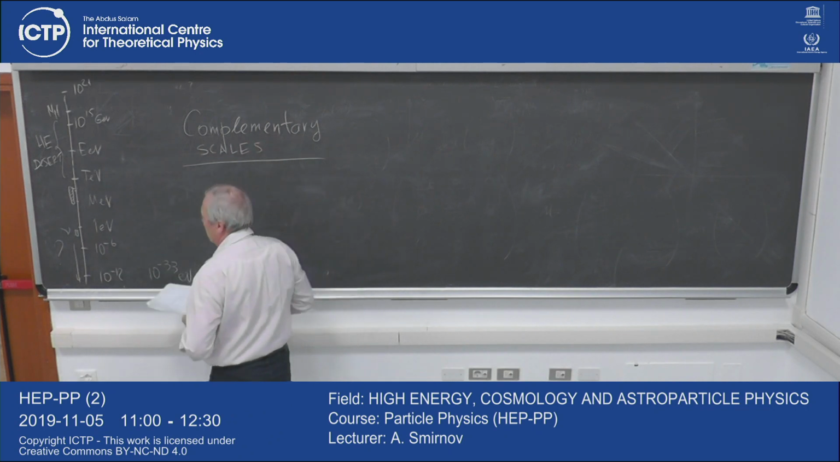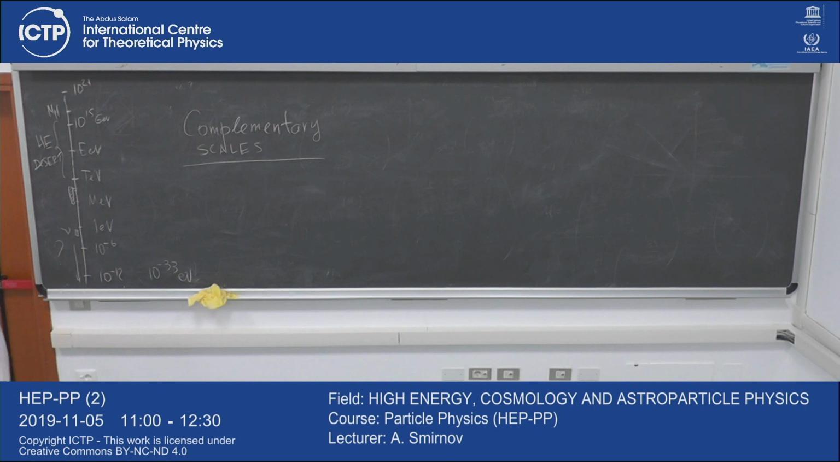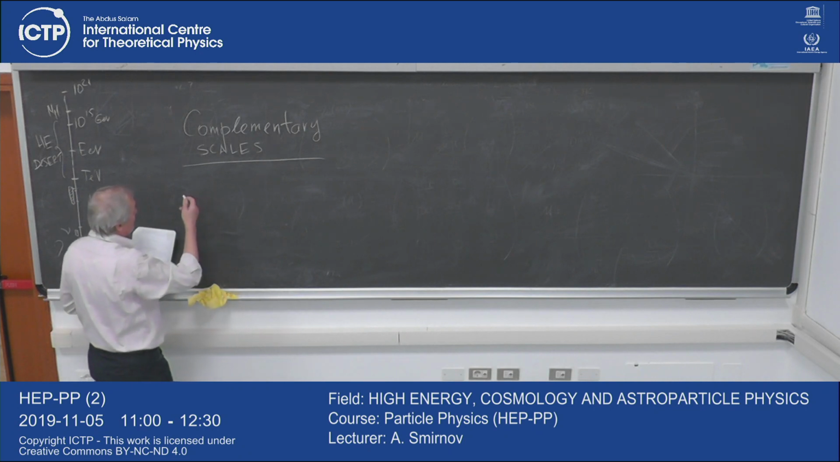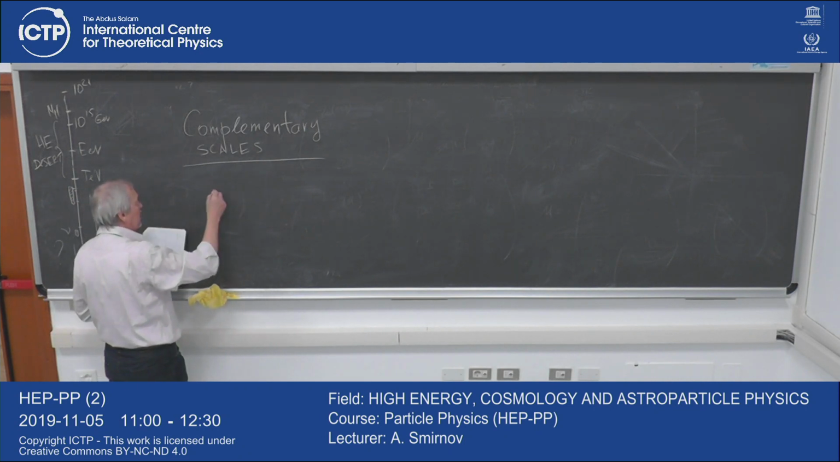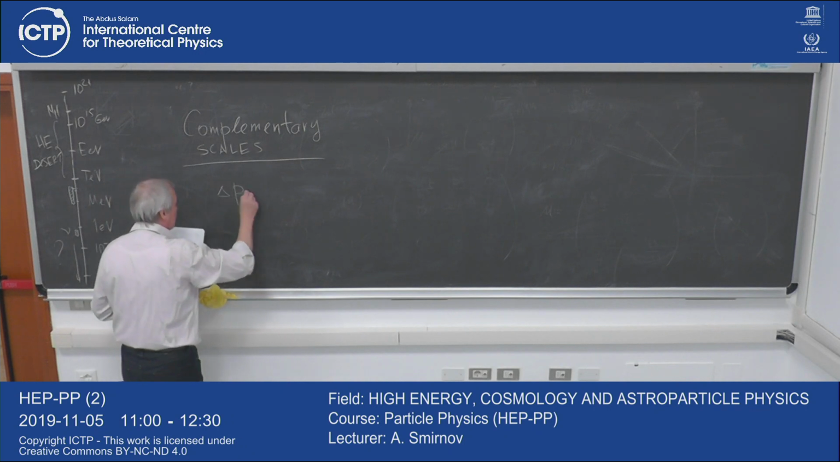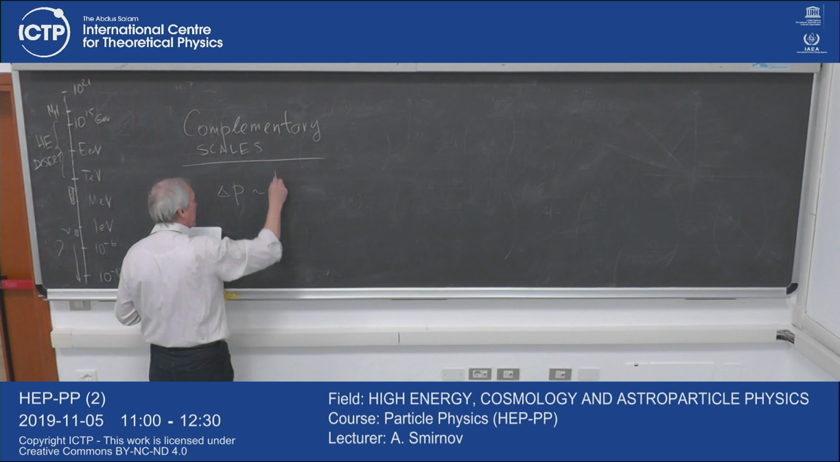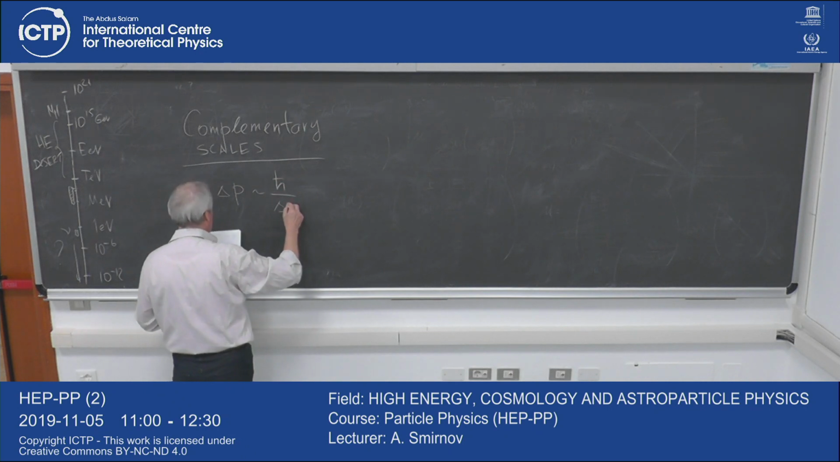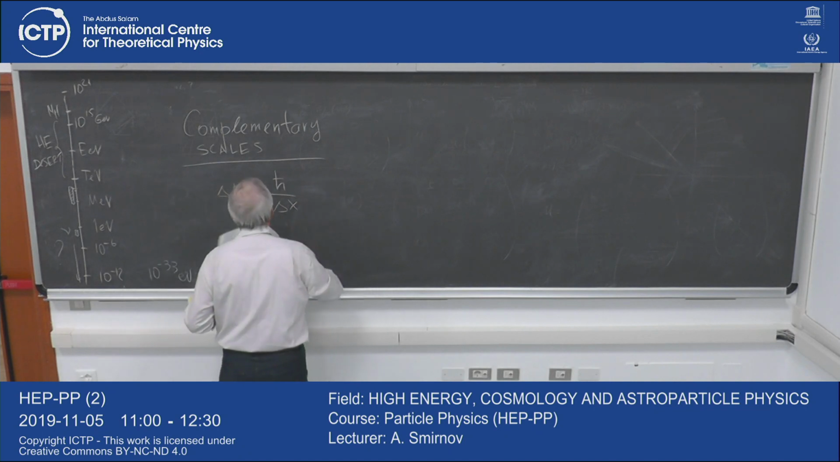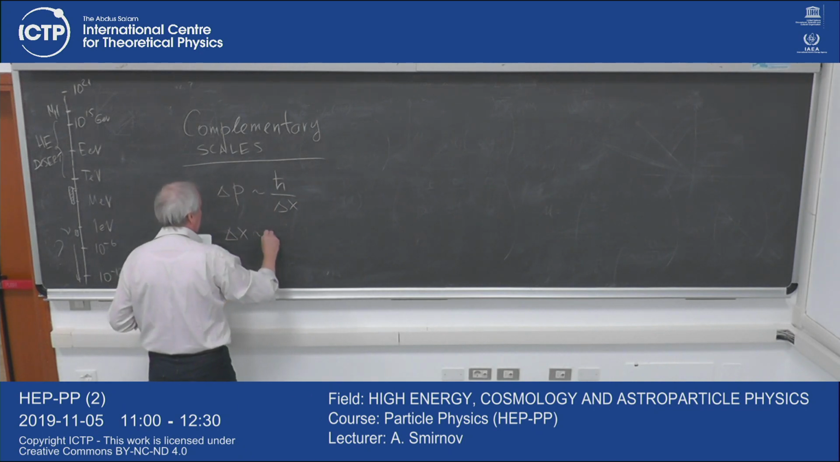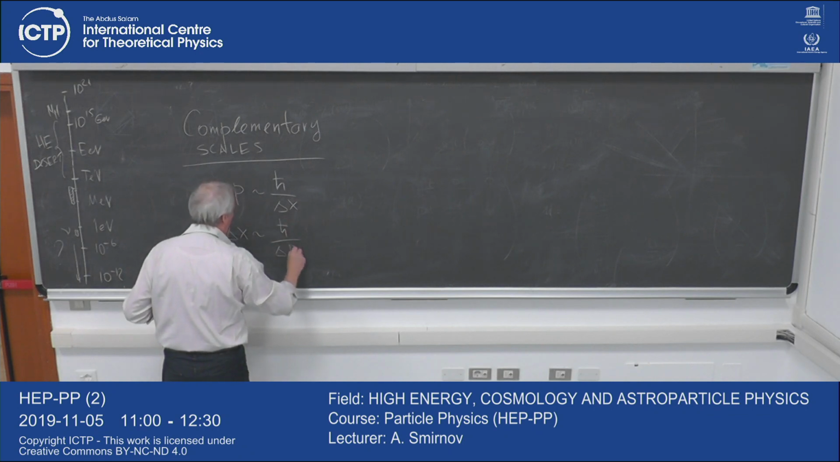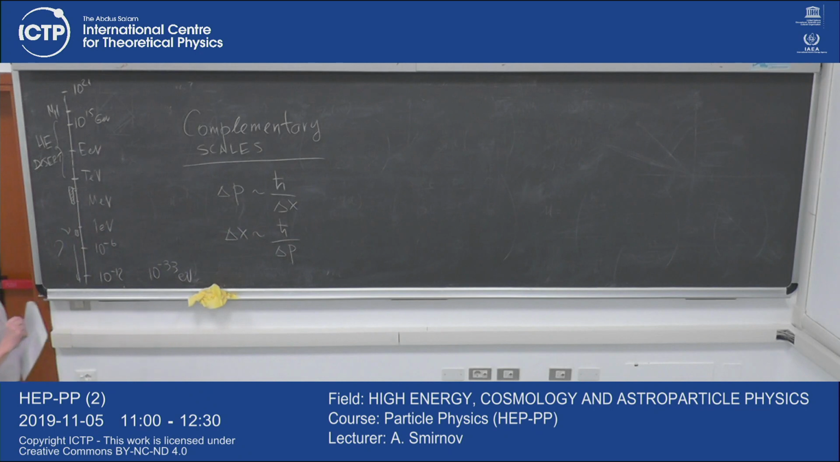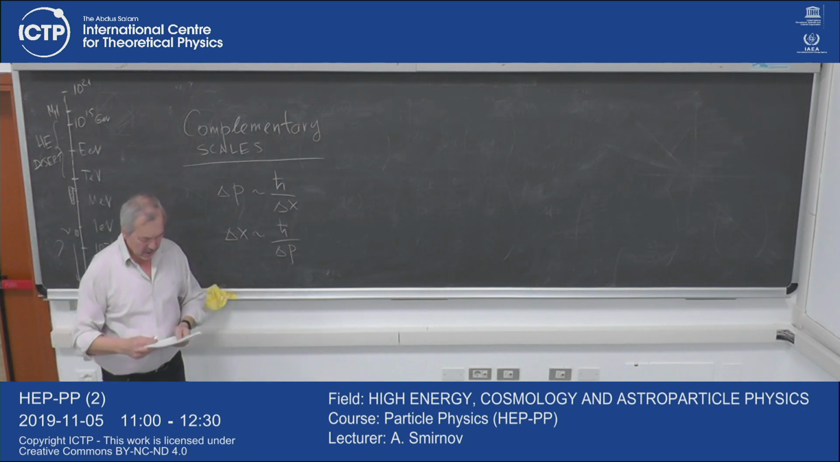And complementary scales are distances, right? So, distances. And we can establish a relation between these scales and the energy and momentum using the uncertainty principle. So we have delta p, uncertainty in p, and we know that it is h over delta x, or vice versa. So delta x is h over delta p. And therefore, if h is 1, as we decided, then the distance can be measured in inverse energies, or momentum. So energy and momentum for us is the same.